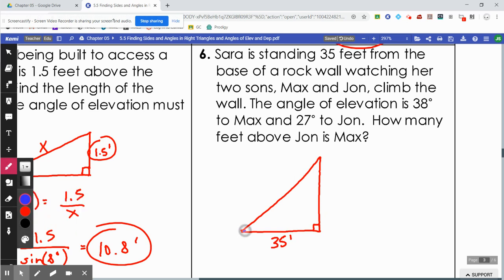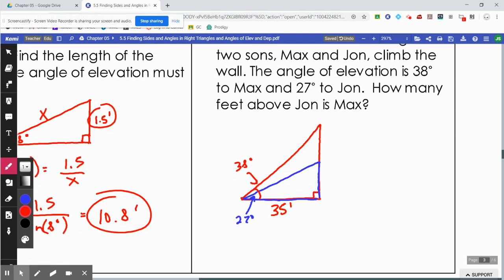So let's draw another one right here. And we'll say, let's draw the blue triangle. So the blue angle is going to be our 27 degrees. And then the red angle, the whole angle, will be our 38 degrees. And we're going to try to find out how many feet above John is Max. So we're going to have to work this problem twice. So let's start with the red one.